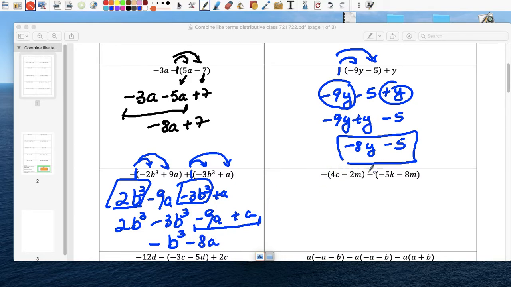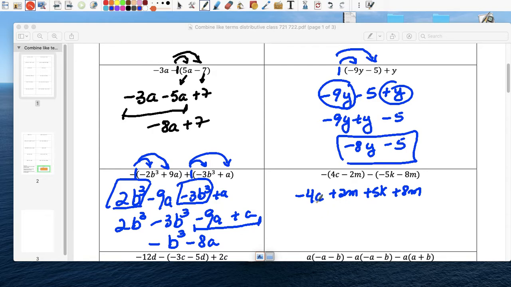Likewise here, there's a minus sign outside the parentheses, so I know it's going to come out -4c. The minus 2m is going to be plus 2m. Likewise, same thing here. There's a minus sign right outside the parentheses, so it's going to come out positive 5k, and the -8m comes out as positive 8m.